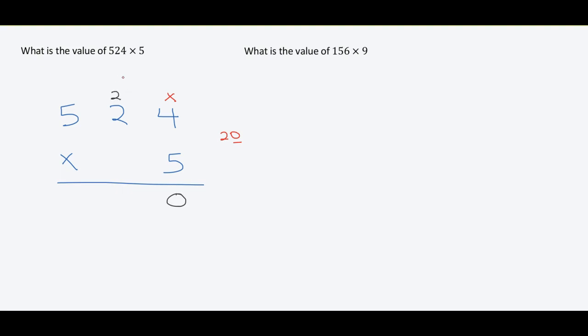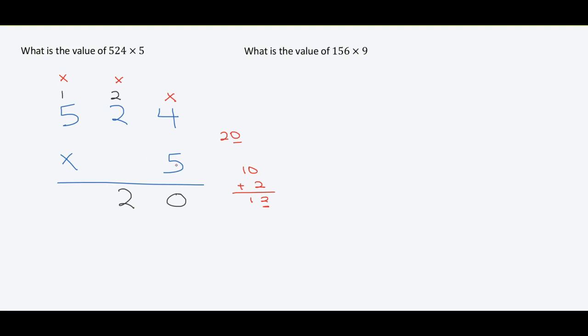Then we go over to the next column. 2 multiplied by 5, we have 10. And then now we add the 2 that we carried over, so that is 12. So in this case, we also have a 2-digit number. So we're going to write down the 2 on this side, and then we carry the 1 over here.